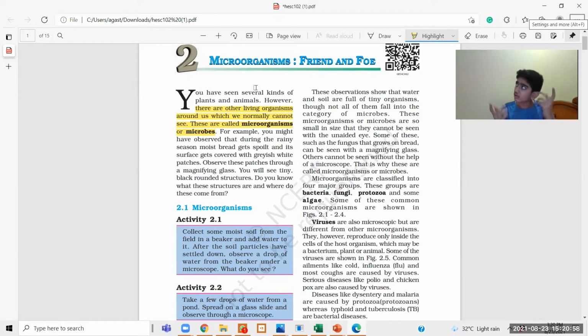Viruses are also microscopic, but they are not a part of microorganisms. The reason is that they reproduce only inside the cell of a living organism, only inside the cell of the host organism. It could be humans, animals, plants, bacteria, anything. This is also called a biological puzzle. These viruses are also called a biological puzzle.